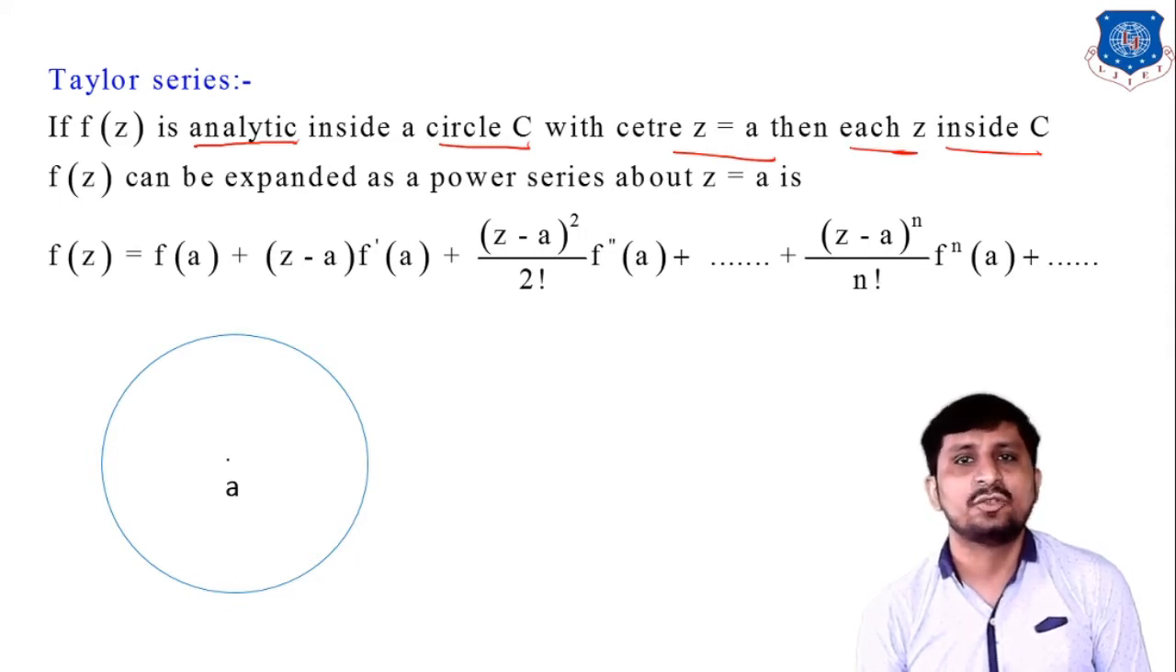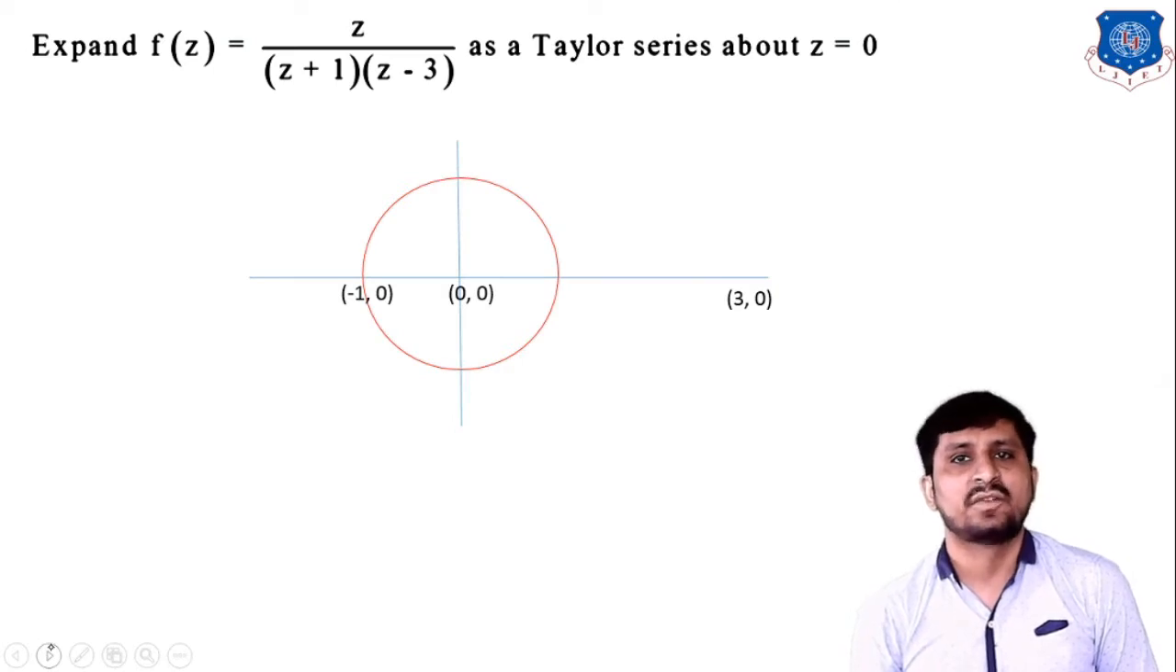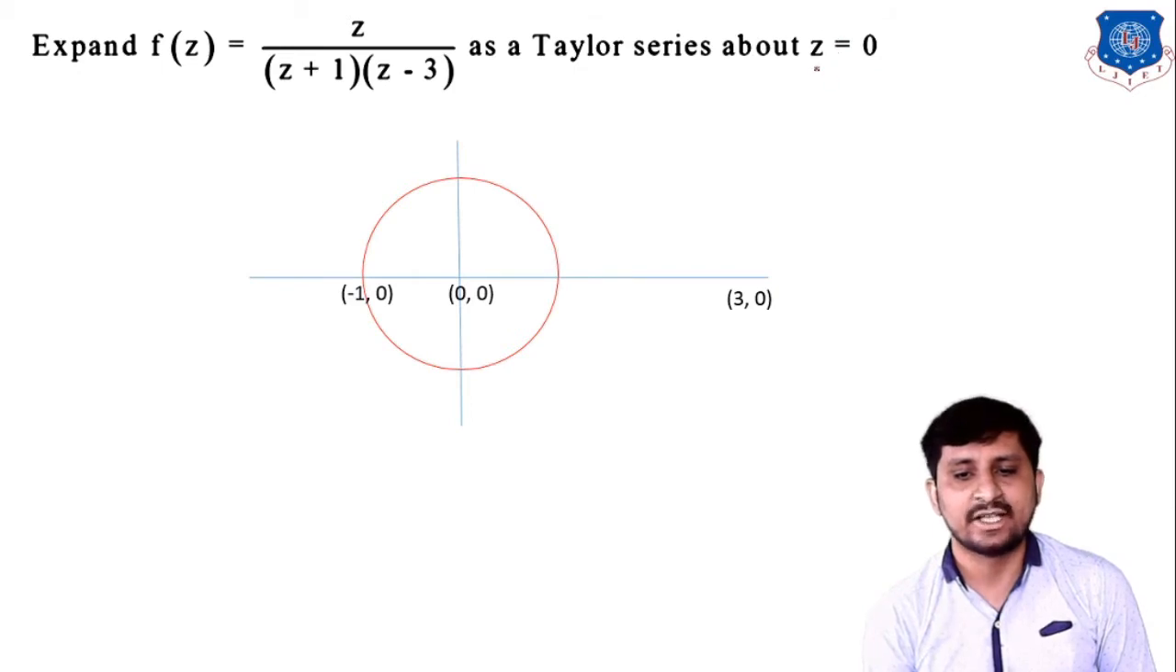Basically we are using these two formulas for some examples of Taylor series and also in all the examples of Laurent series. How? Let's see. This is my next example for Taylor series. Here f of z is equal to z upon z plus 1 into z minus 3, as a Taylor series about z is equal to 0. That means the center point is 0, so 0, 0 is my center point. Now this function is not defined at the points minus 1 and 3, so minus 1, 0 here and 3, 0 somewhere here.